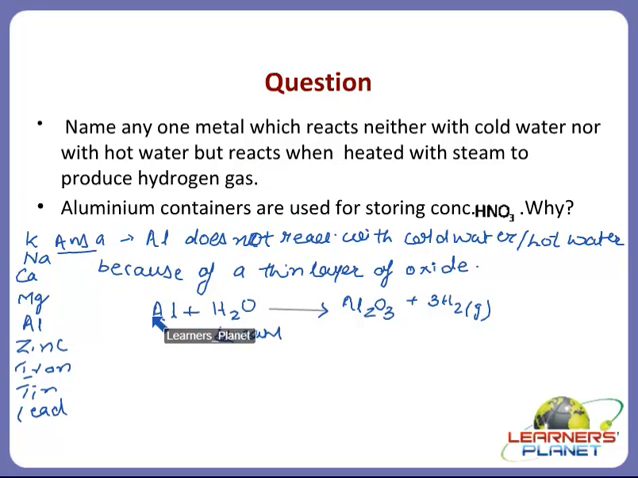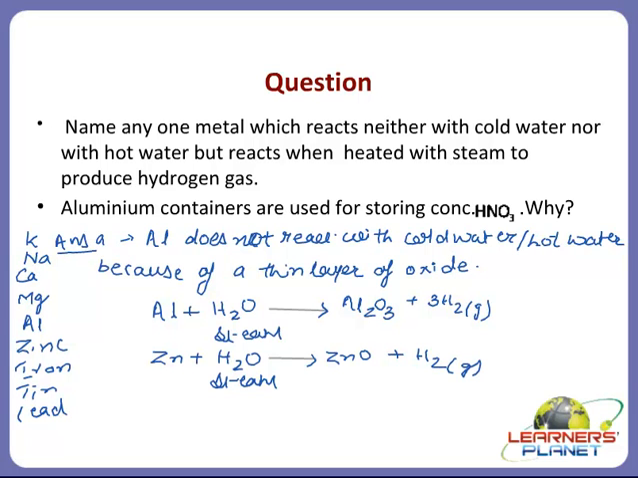So any one metal, it can be aluminium or it can be zinc. Zinc also reacts with steam and it forms what? Zinc oxide and hydrogen. Right, children? So here your zinc also reacts with steam and it forms zinc oxide and H2 gas. The same is the case with iron. Iron reacts with steam forming Fe3O4 and hydrogen.